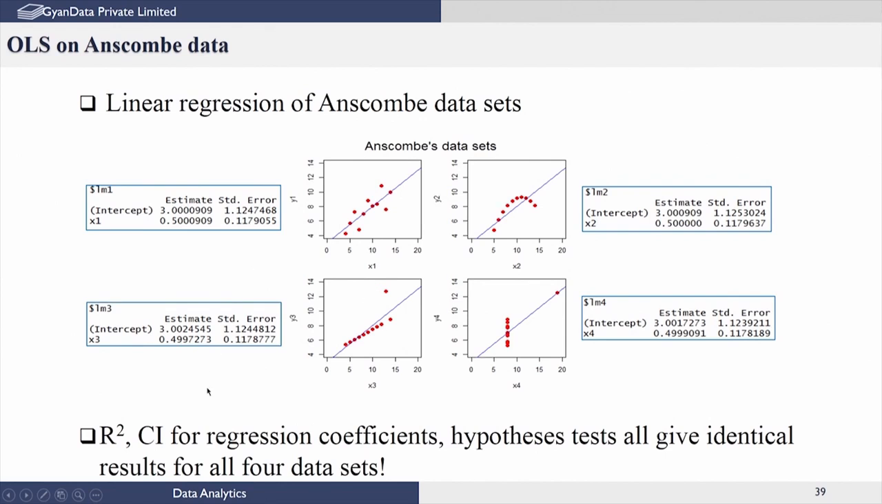You can actually compute the R squared value, it will be the same for all 4 data sets. You can run the hypothesis test whether a reduced model is acceptable compared to a model with the slope parameter. Again you will reject the null hypothesis using the F statistic, and for all 4 cases you will get the same identical result, that a linear model is a good fit. Clearly it is not so.